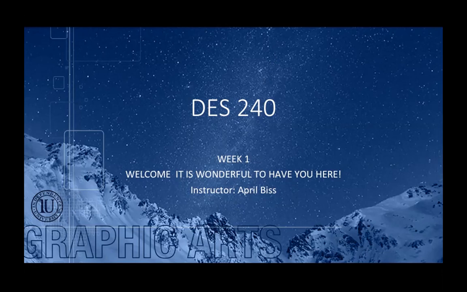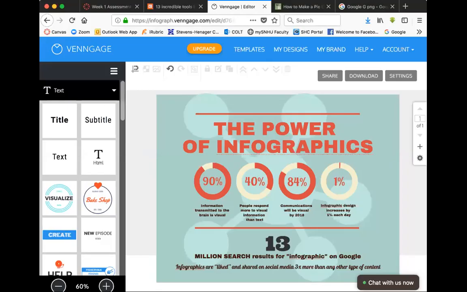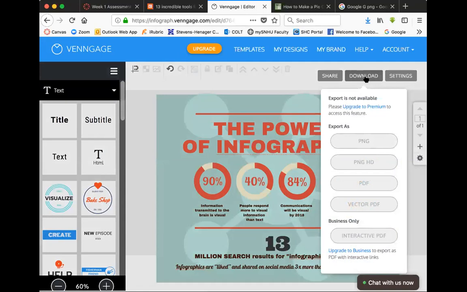Okay, we are back. So where we ended was just creating this template infographic based on our assessment one information. When you're finished, depending on which template you chose, there should be a download or a sharing option. If you choose download, for this particular website, it's saying export is not available unless you upgrade. I don't want you guys to spend money on this.